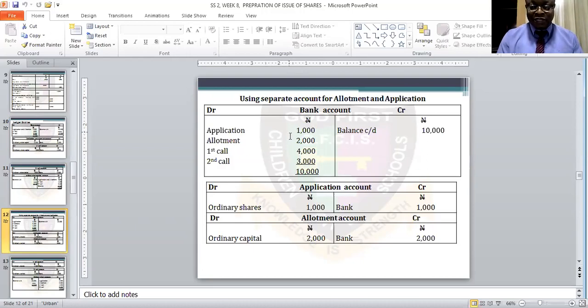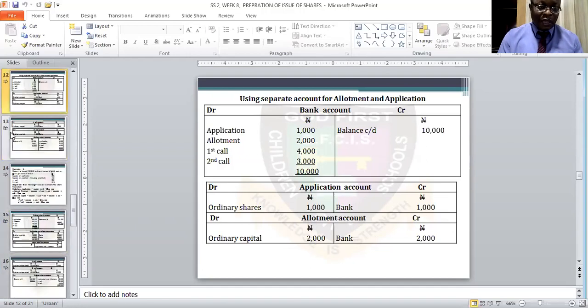So that is it. You can see that 1,000 plus 2,000 is 3,000. 3,000 plus 4,000 is 7,000. Then 7,000 plus 3,000 is 10,000 naira. Then you are going to prepare the application account. If it's not a separate account, you can also say application and allotment account. So here I will try to separate them. Application, ordinary shares is 1,000. Then bank for credit side is 1,000. Allotment account, ordinary shares 2,000. Then bank is also 2,000 naira. So that is the separate account for the application and allotment account.